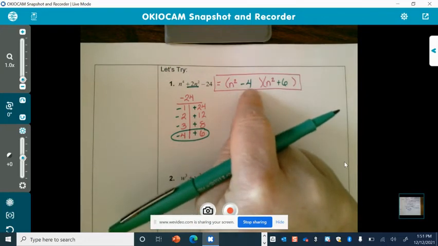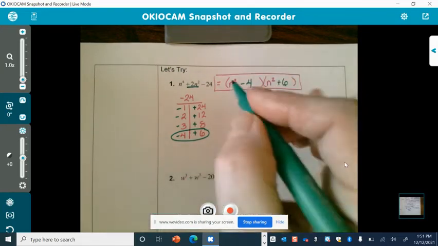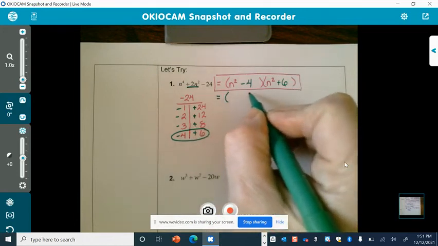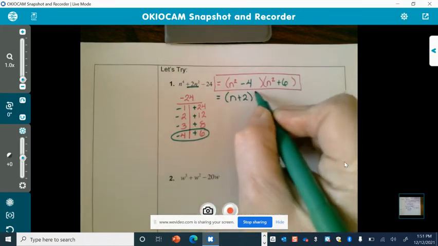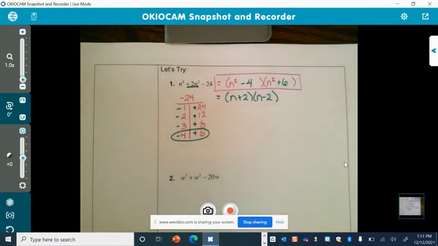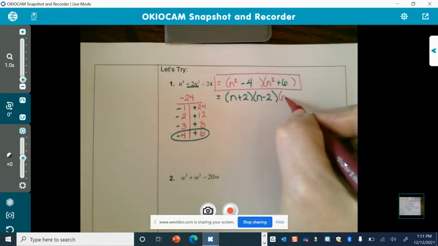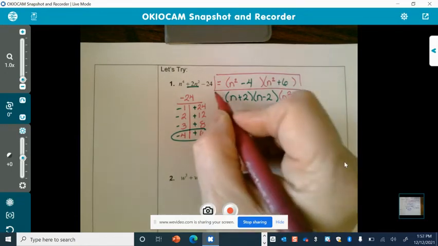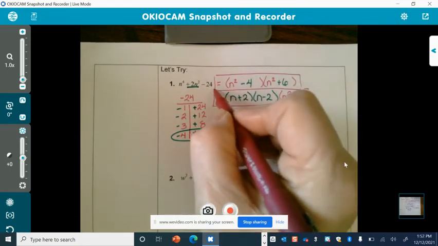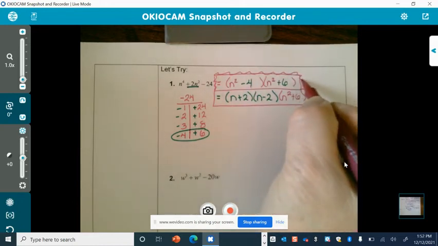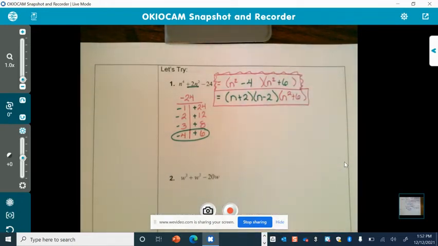Oh, I should not have boxed this so soon. N squared minus 4, that's a perfect square minus a perfect square. I've got to go another step. N plus 2, N minus 2, and then I can keep my N squared plus 6. So this is the answer I should be boxing, not this one. Watch out for that. Anytime you've got a squared term, take a moment, take a look at it, see if it's possible to go further. If you have a cubed term, do the same thing.